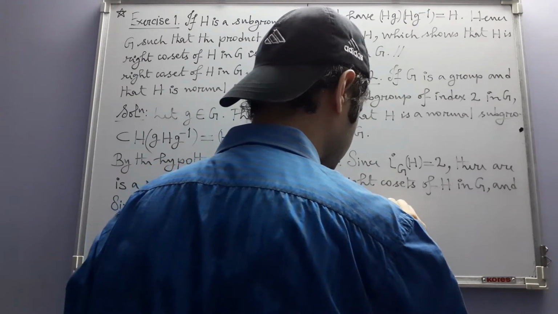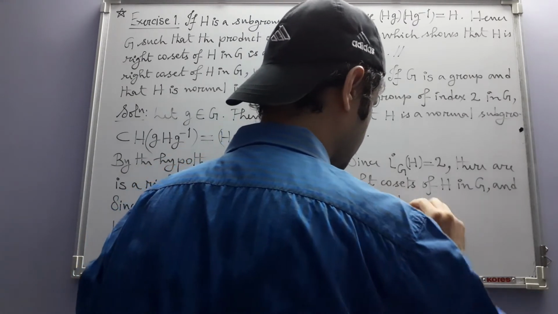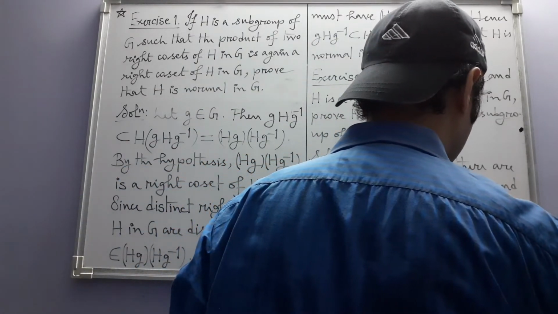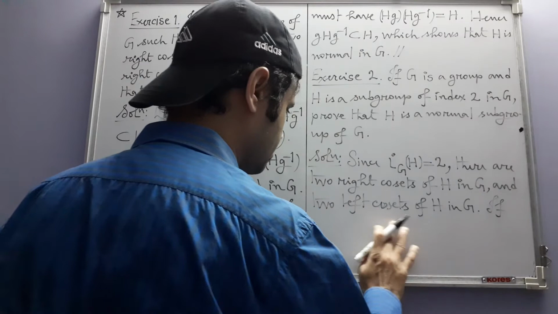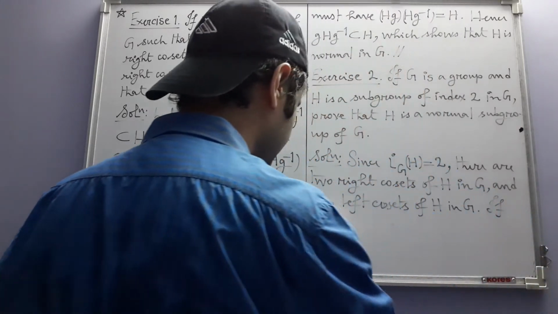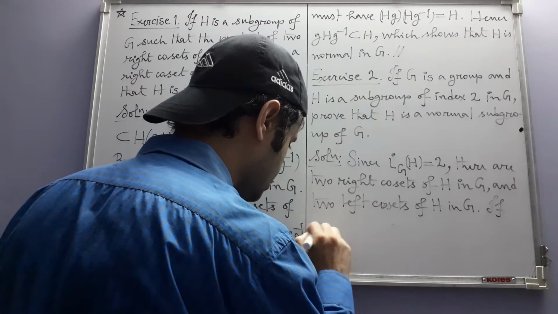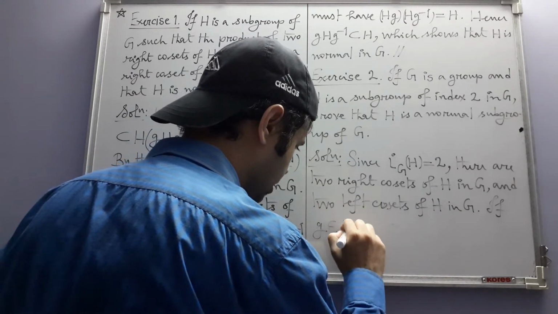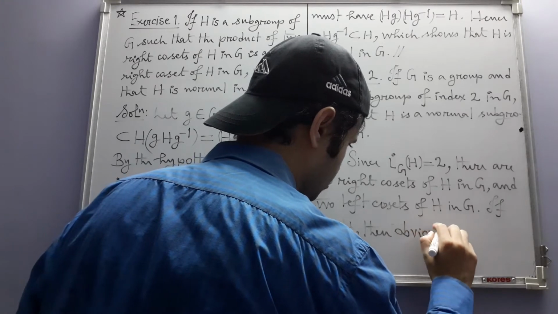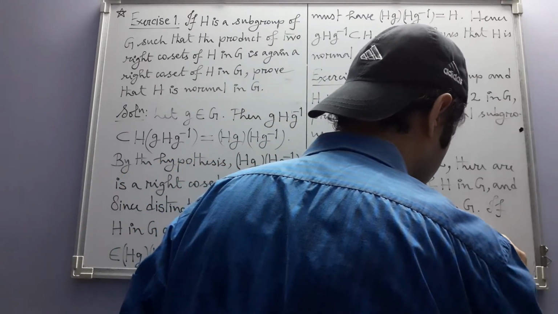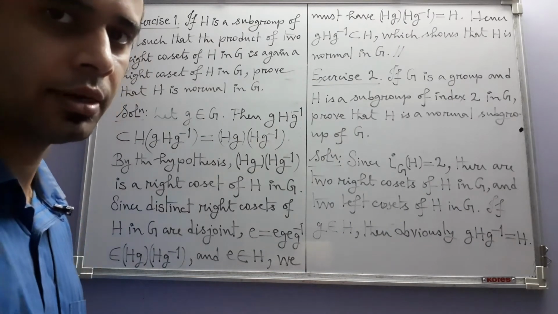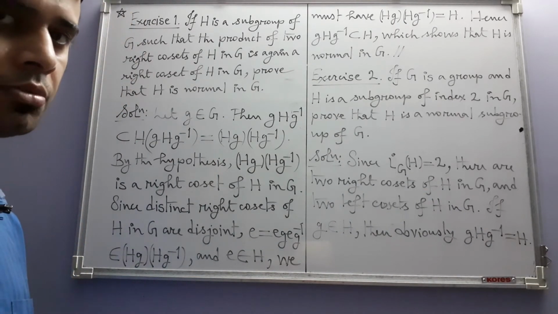and two left cosets of H in G. If g is an element in H, then obviously gHg inverse will be equal to H, because it's coming from inside of H and H is a subgroup, so gHg inverse will be equal to H.